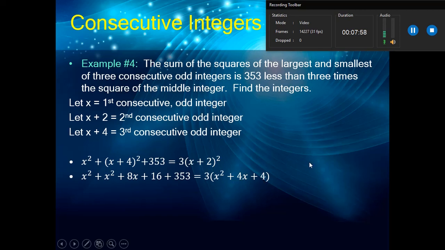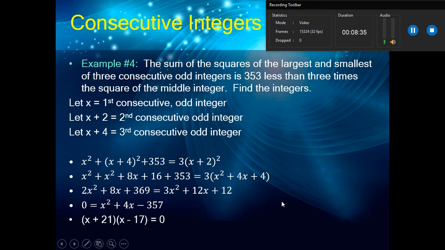I'm going to do a little tidying up and combine like terms on the left, and I'm going to distribute the 3 on the right. And then ultimately, we want all the terms on the same side. I'm going to push all my terms to the right so that my quadratic term is positive. So I'm subtracting 2x squared, I'm subtracting 8x, and I'm subtracting 369. Now 357 is large, but there are factors for it that will add up to 4. And those binomials are x plus 21 and x minus 17.